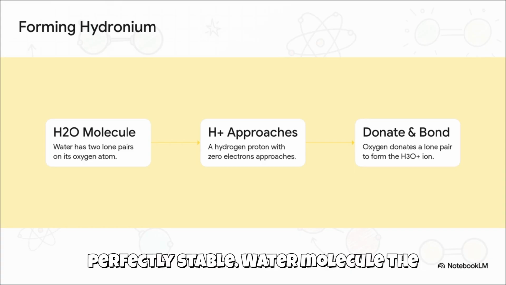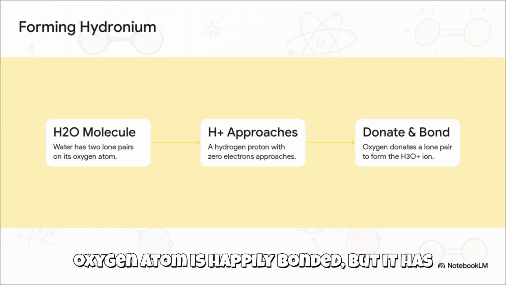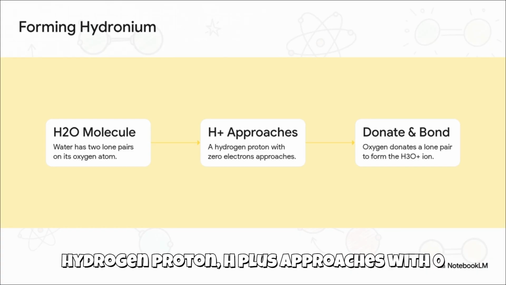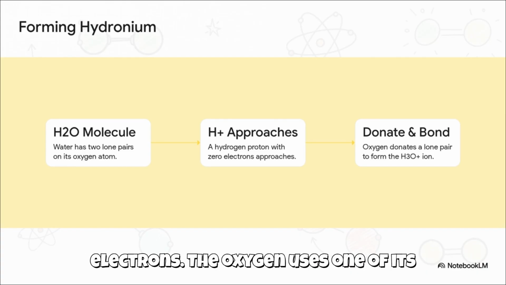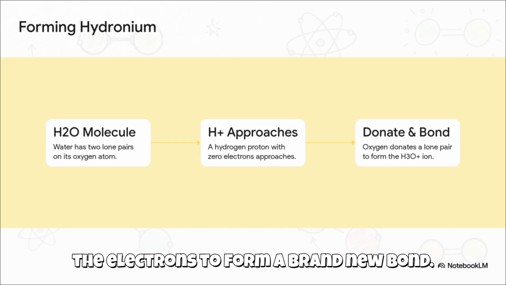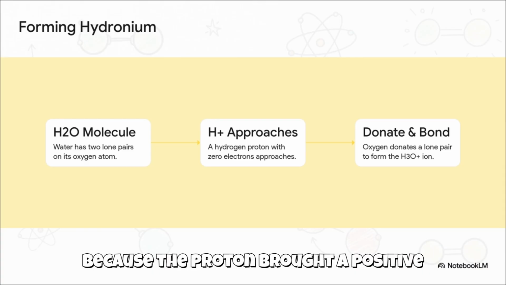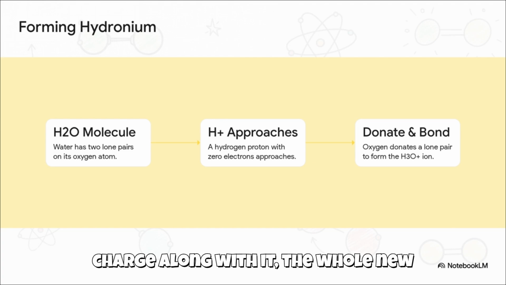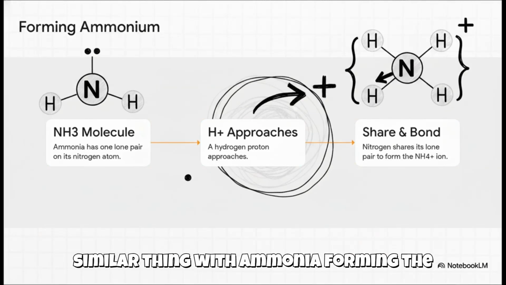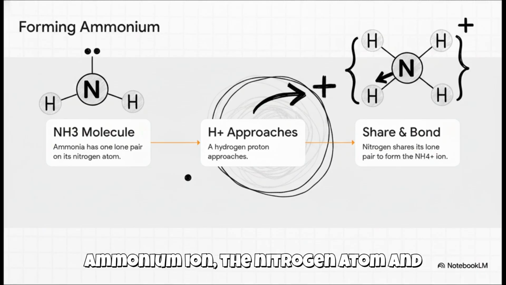Let's actually watch a coordinate bond form. We start with a perfectly stable water molecule. The oxygen atom is happily bonded, but it has two lone pairs just sitting around. A hydrogen proton, H+, approaches with 0 electrons. The oxygen uses one of its lone pairs to rescue the proton, sharing the electrons to form a brand new bond. Because the proton brought a positive charge along with it, the whole new structure becomes the positively charged hydronium ion, H3O+.